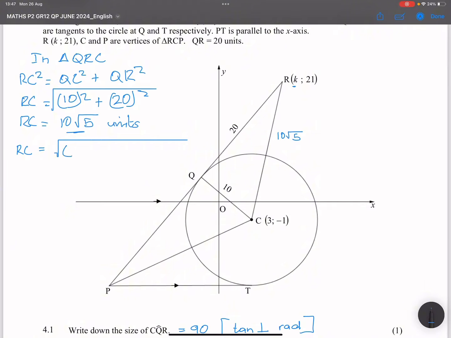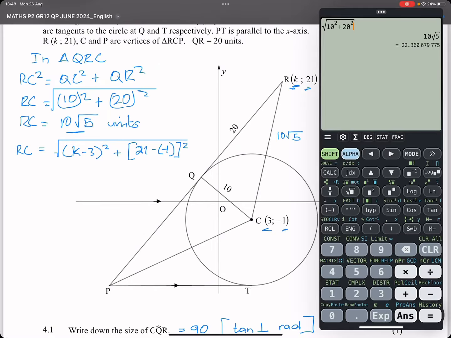Now note, this is going to be x1, so that's K minus 3 squared, plus, in this case, 21 minus a negative 1, squared. Actually, I should have written down the formula first. Ladies and gents, let's not even waste time with that. 21 plus 1 will give us 22 squared. But we remember that RC is actually 10 root 5.